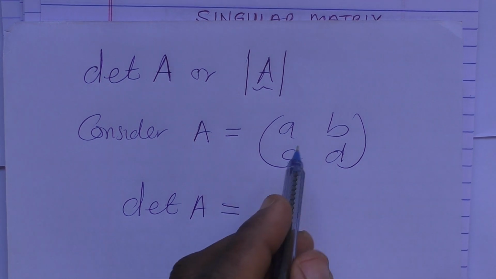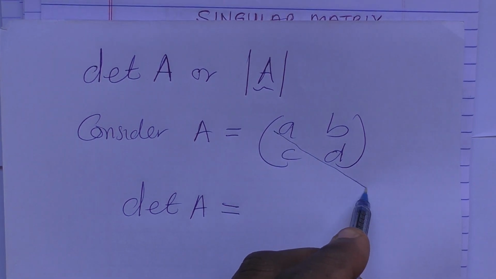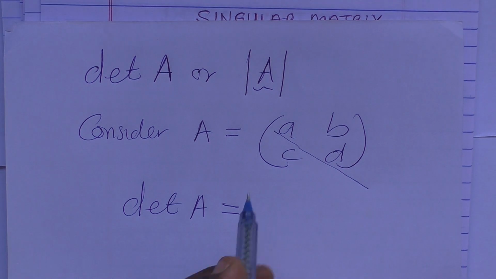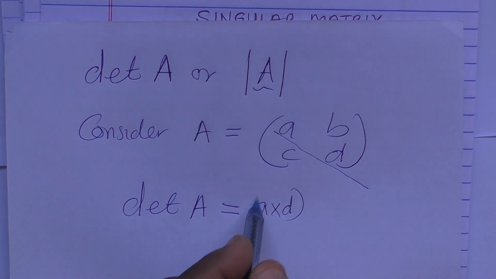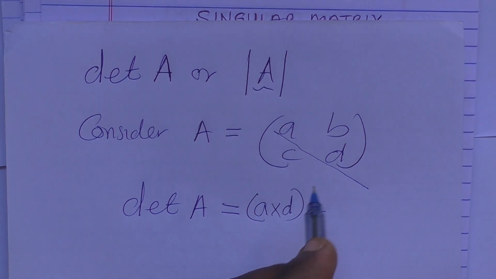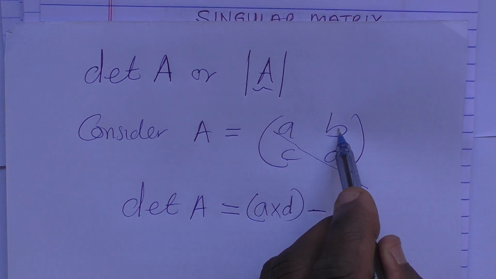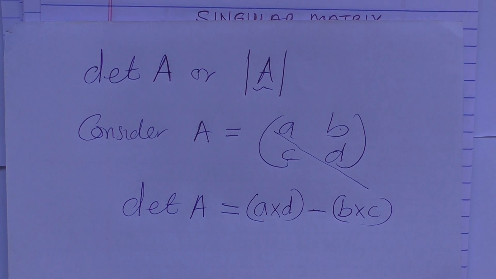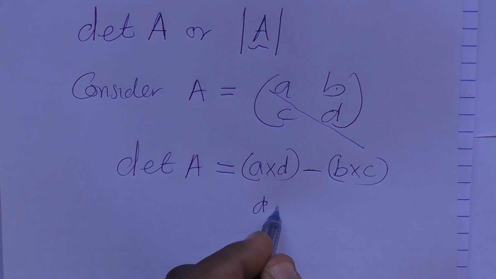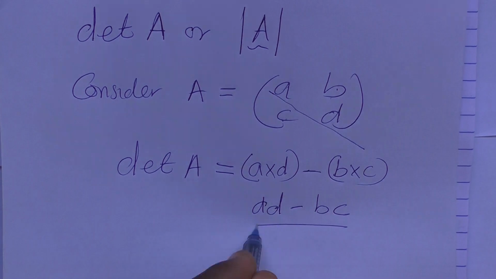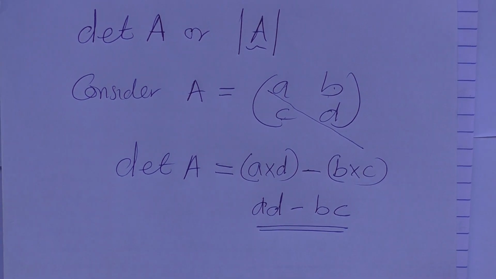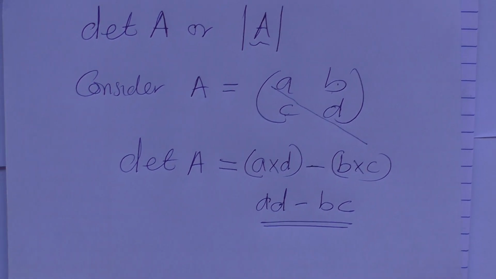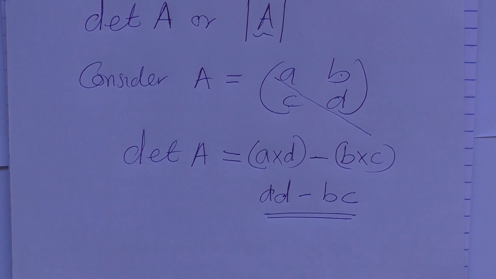the product of elements in the major diagonal, that is A times D, take away the product of elements in the minor diagonal, that is B times C. And that gives us AD minus BC. This is how we get determinant of a matrix.